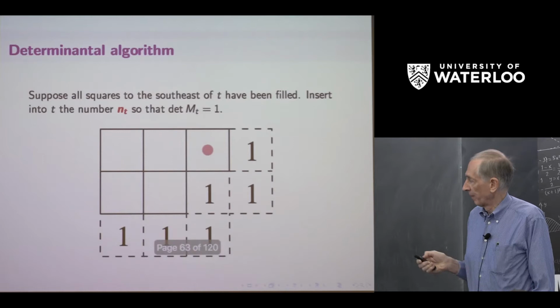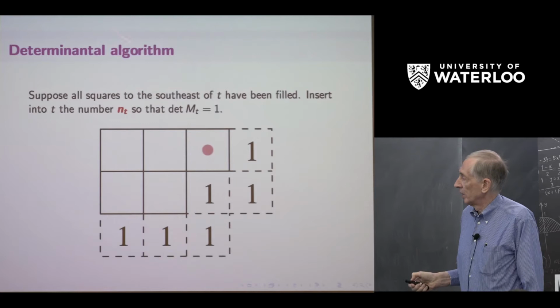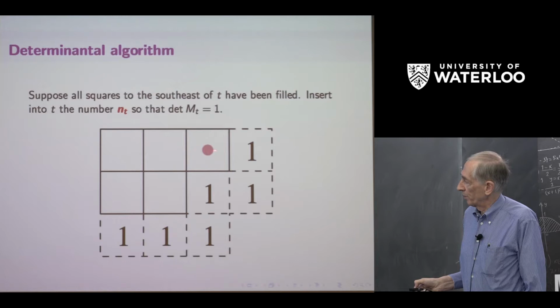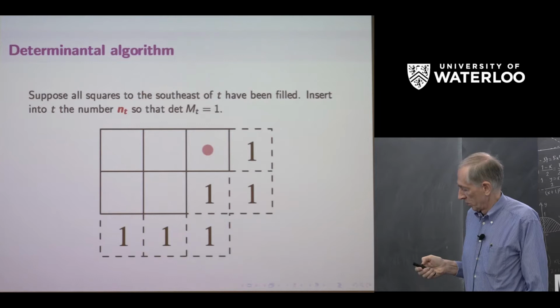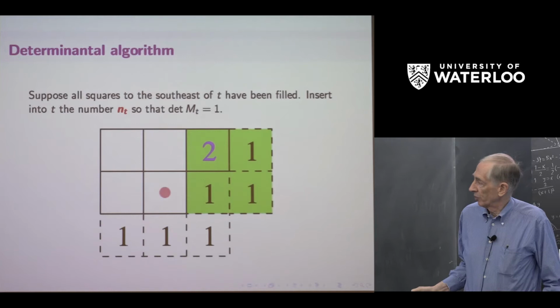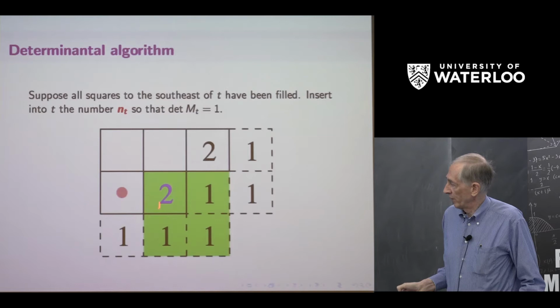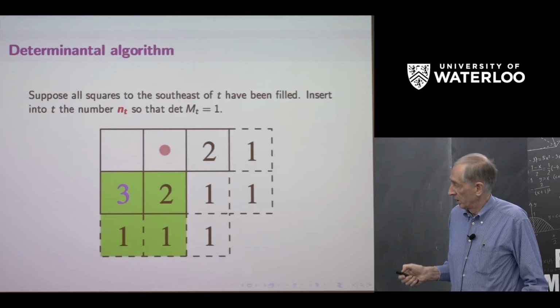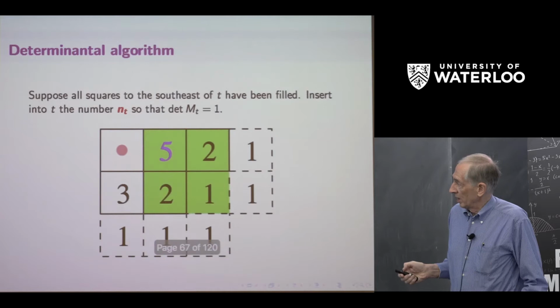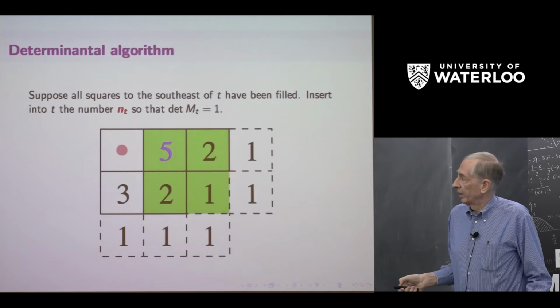So let's do it for this example, where lambda is 3, 1. I've normalized it by putting these 1s here. First we put in a number here, so this 2 by 2 matrix should have determinant 1. So that gets a 2. Then we try this 2 by 2 matrix, so that would be another 2. Then this 2 by 2 matrix has to be a 3. Then another 2 by 2 matrix, a 5. And finally, a 3 by 3 matrix. You can check that the number you need to put here to make the determinant 1 is 9.